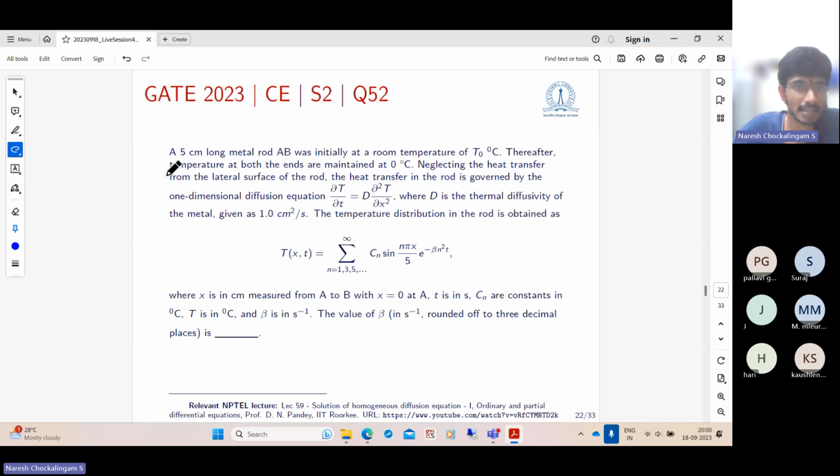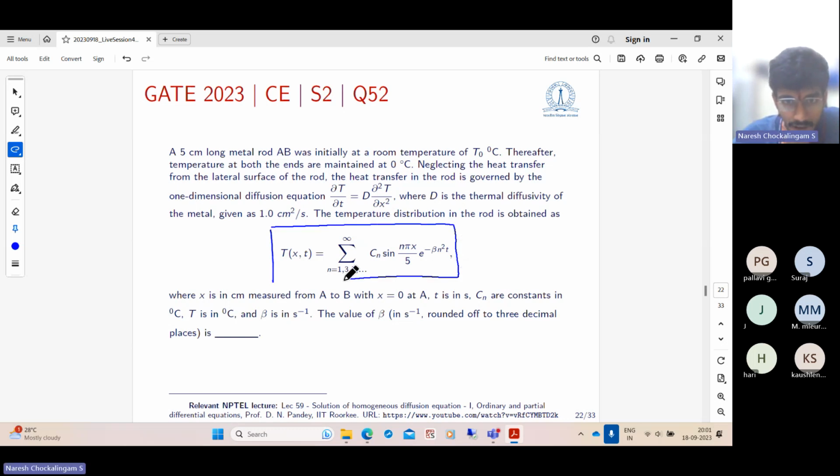So we have a 5 centimeter long metal rod AB initially at a room temperature of T0. Thereafter, the temperature at both the ends is maintained at 0 degrees Celsius. Neglecting the heat transfer from the lateral surface of the rod, the heat transfer in the rod is governed by the 1D diffusion equation. So they have given the equation. This is the parabolic 1D diffusion equation, where D is what we called c square, given as 1 centimeter square per second. The temperature distribution in the rod is obtained as this. So they have also given the form of the solution.